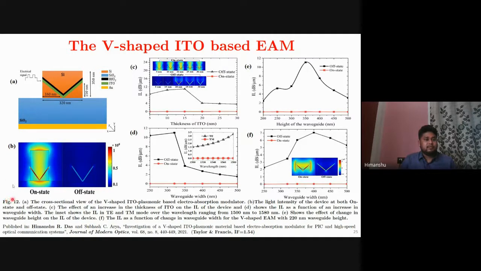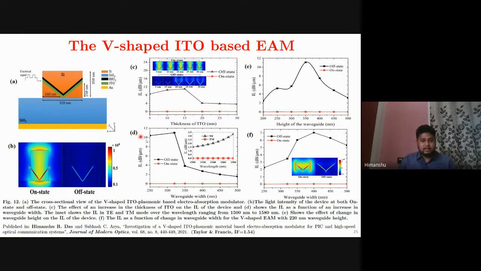Figure 12b shows the on-state and off-state for the device with 350 nanometer waveguide height. And figure 12c shows the effect of increasing thickness of ITO for both the off-state and on-state losses. For our device, we have chosen 12 nanometer as the thickness of ITO because we can see that maximum insertion loss at off-state is observed around this region, that is 10 to 15 nanometer. Therefore, we have taken an optimum value, 12 nanometer, as the thickness of ITO.